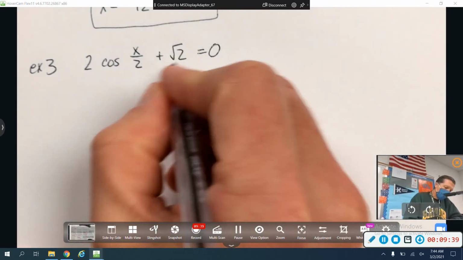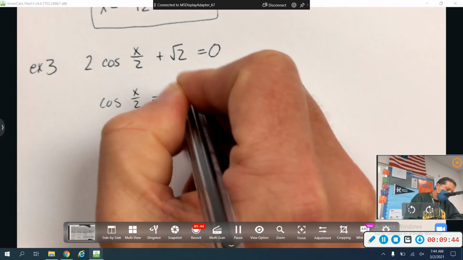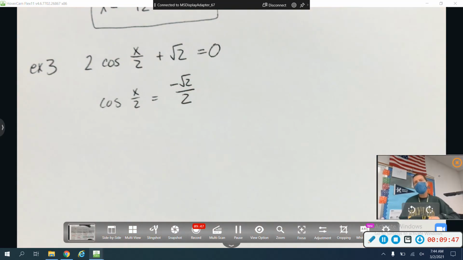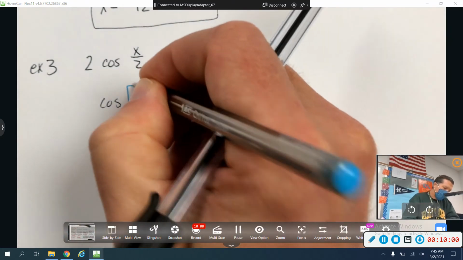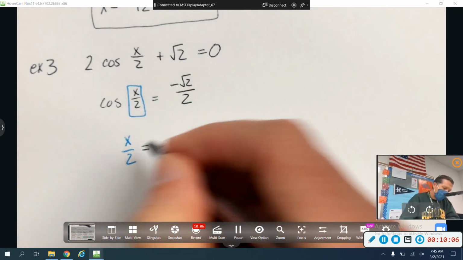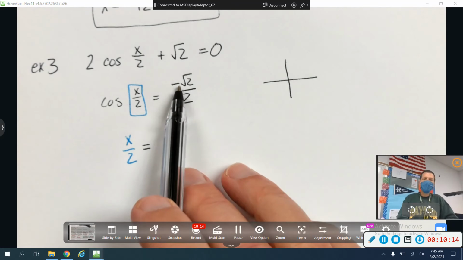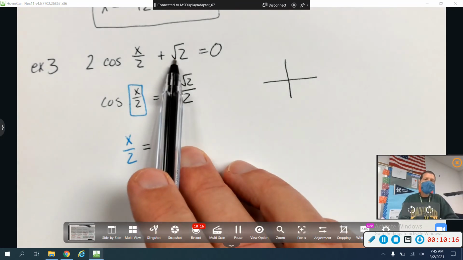Right, so I'm going to subtract the square root of 2 over and then divide by 2. Hopefully that's not too much algebra at one time there. Two steps at once. Subtract the square root of 2 and then divide by 2. So the x over 2 is a little bit strange, but I can't fix that yet. Let's see, where is the cosine? Is that negative square root of 2 over 2? Yes. I subtracted square root of 2, and then I divided by 2.